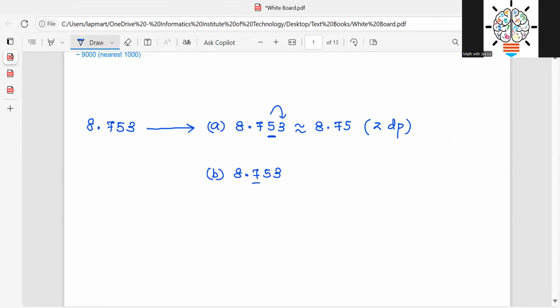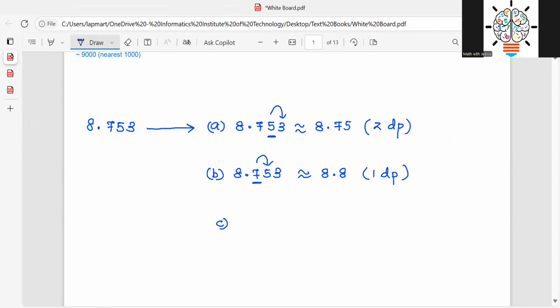8.753 and I mark the first decimal place this time and I look at the next number. When I look at the next number, I can see 5. When you are checking the next number, if that number is 5 or more than 5, we add 1. To where we add 1, children? To the underlying number. Here the 7 is underlying 1. Therefore, we write 8.8. Then inside the bracket, I write 1 dp.